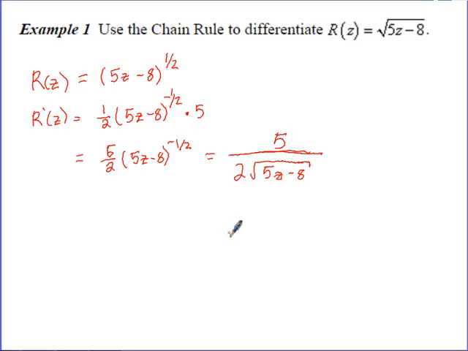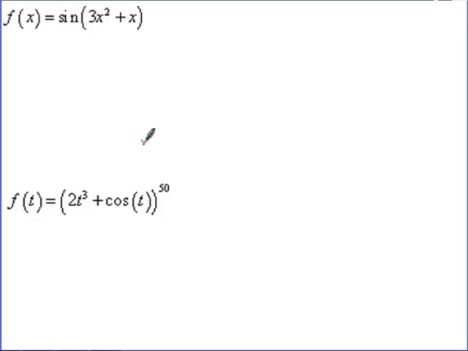Okay? Got it? Easy, right? Too easy? Make it harder? Okay. We good? Let's try another one. Let's try this one.